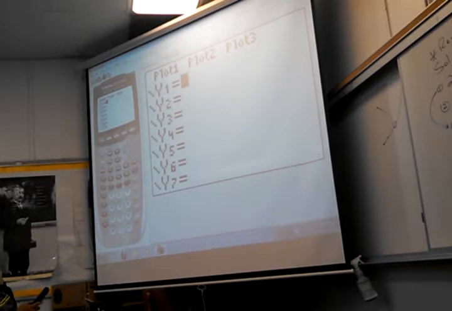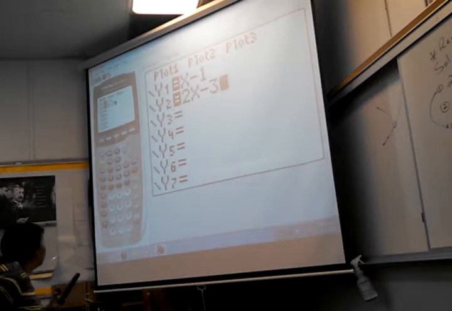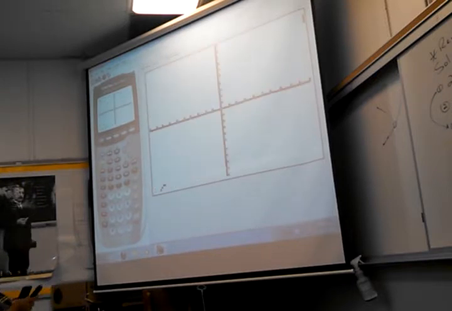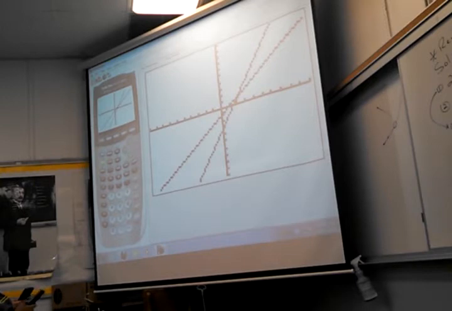Okay, I'm going to put in there x minus 1. X is right there. Minus 1. And then 2x minus 3. Anytime you put new stuff in, you should do zoom 6 for the standard window, so you don't have some freaky window from if we move stuff around. All right, I talked about that last time.